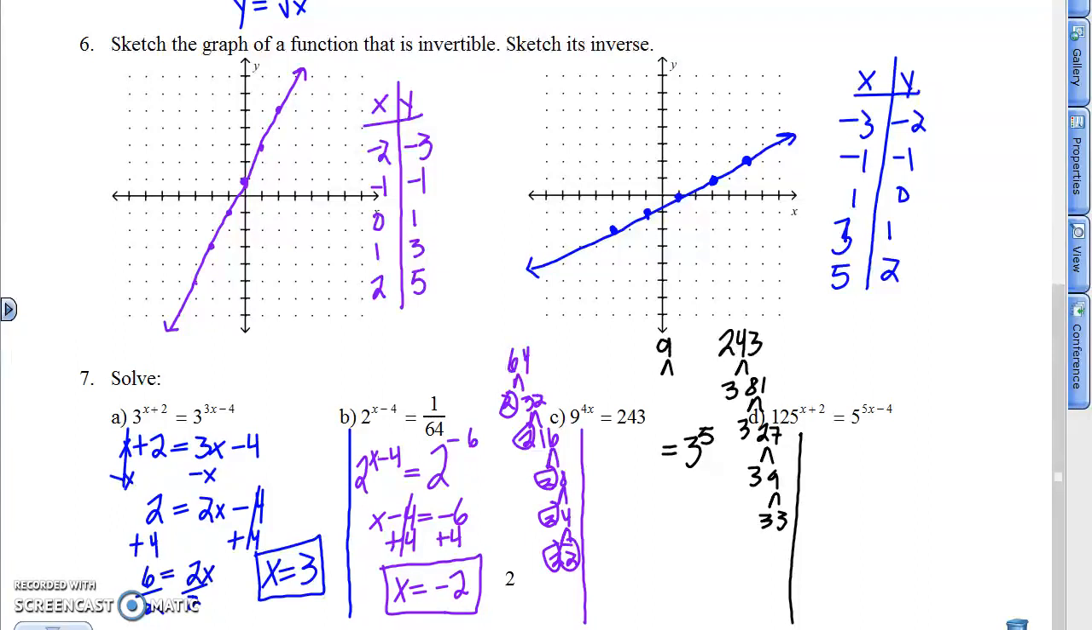We know 9 breaks down to be 3 and 3. So I can replace a 9 with 3 squared, but then that's still raised to the 4 to the x. When I raise a power to a power, we learned that this rule means I'm multiplying my exponents. So this is now 3 to the 8th equals 3 to the 5th. Finally, to the point where I have matching bases. So 8x equals 5. Divide by 8, and I would get x equals 5/8.